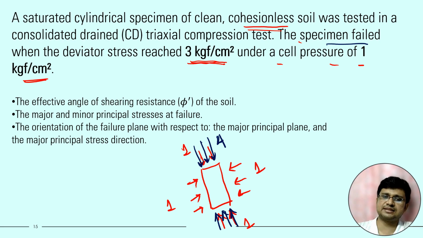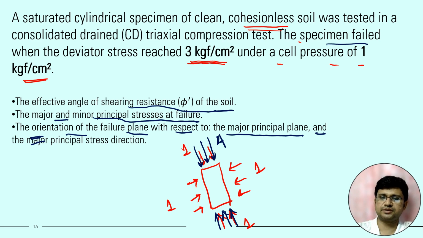So we have to measure the effective angle of shearing resistance, the phi value, the major and minor principal stress at failure, and the orientation of the failure plane with respect to the major principal plane, and this is the minor principal plane, and the major principal stress direction. So that we will calculate.